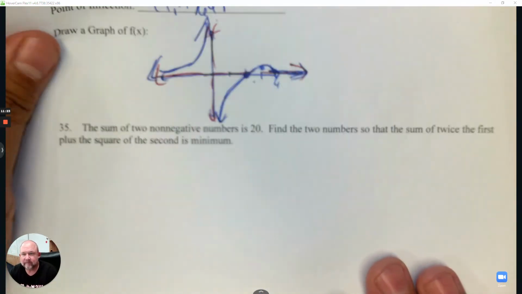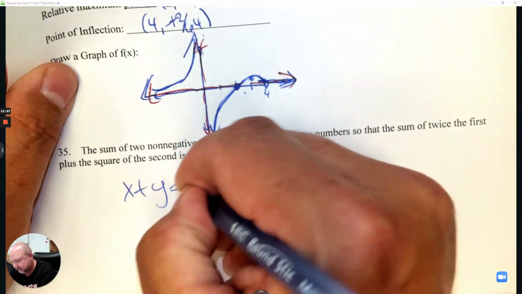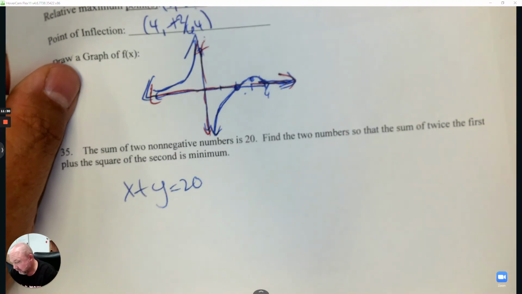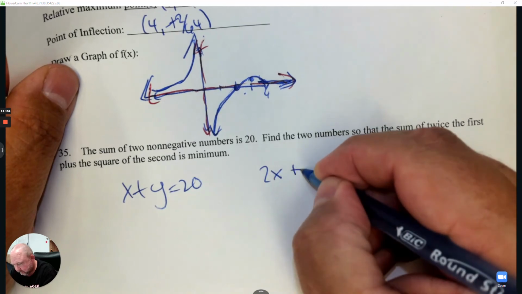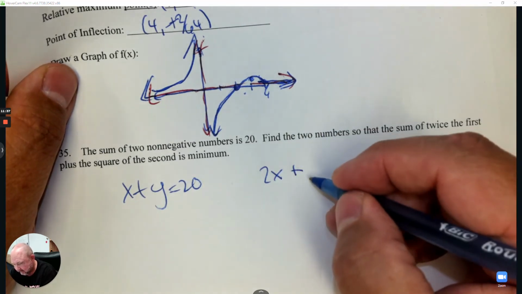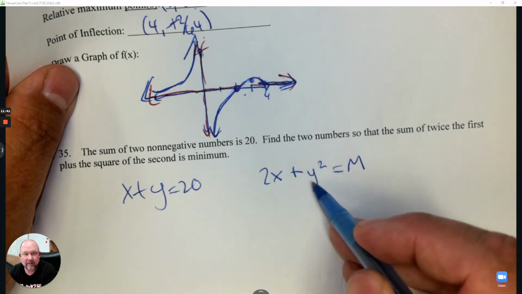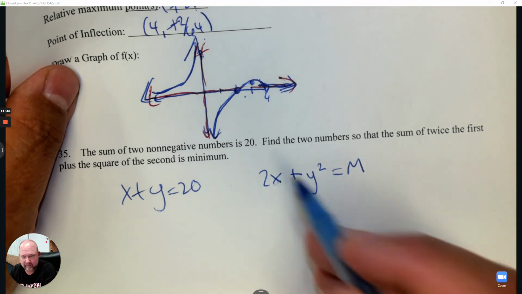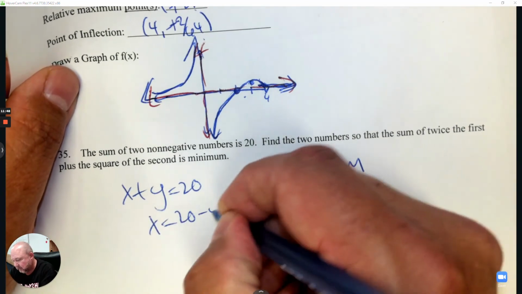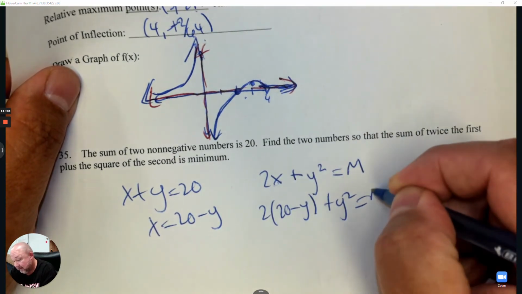All right, last one. The sum of two non-negative numbers is 20. Find the two numbers so that the sum of twice the first plus the square of the second is a minimum. I have too many variables here, so I'm going to solve for one of them. It's actually easier to work with x. I want to know what x equals, and then where there's an x, I'm going to plug in 20 minus y.